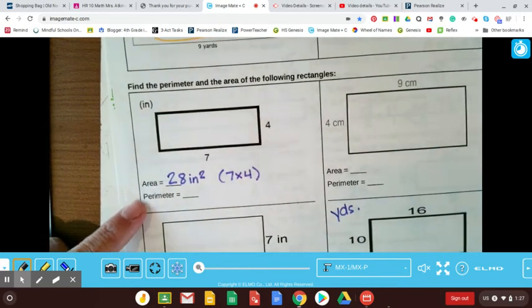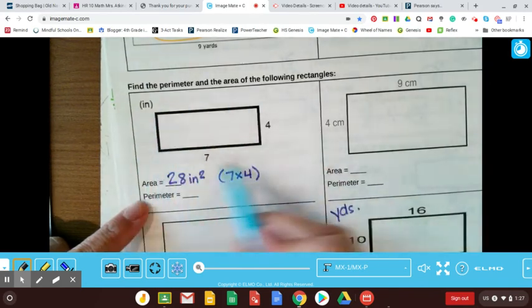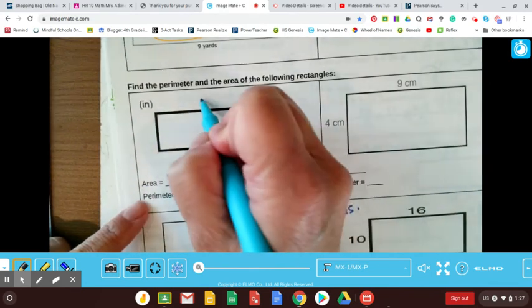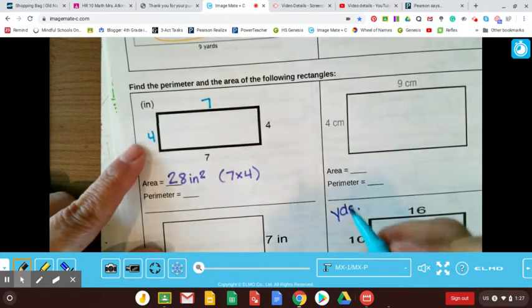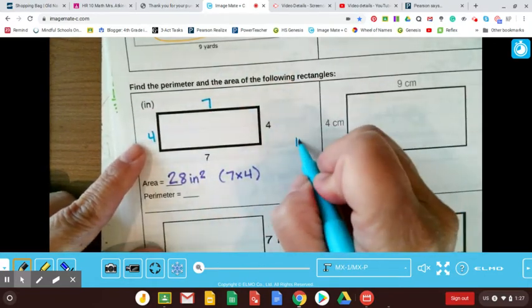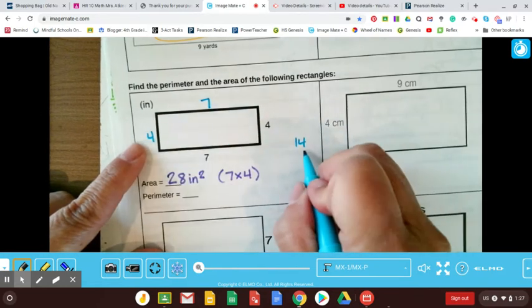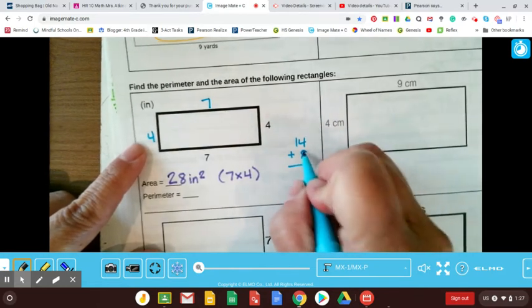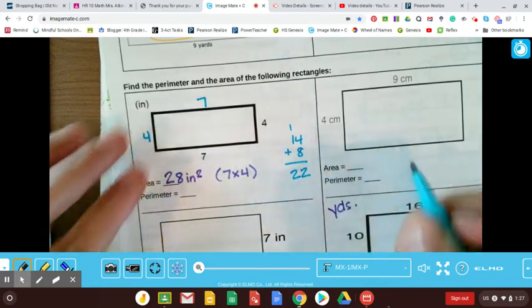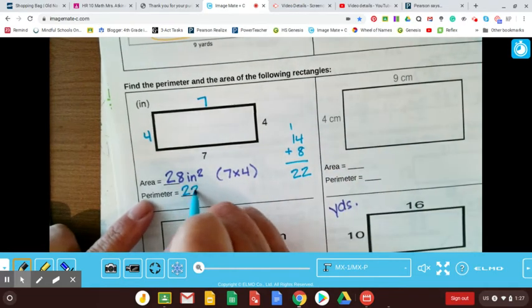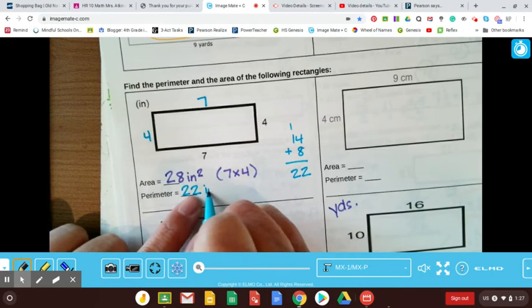Perimeter is the outside of the figure. So if this is 7, then this is 7. If this is 4, then this is 4. And now we can add it up. 7 plus 7 is 14. 4 plus 4 is 8. 8, 9, 10, 11, 12. So our perimeter is 22 inches.